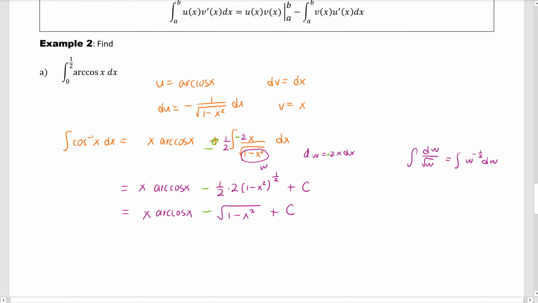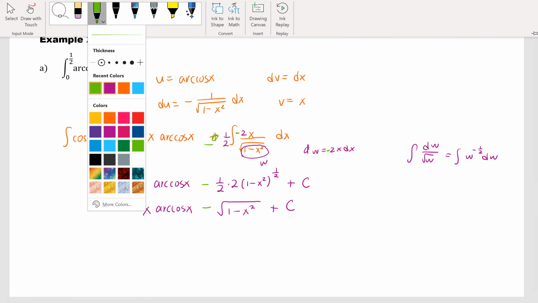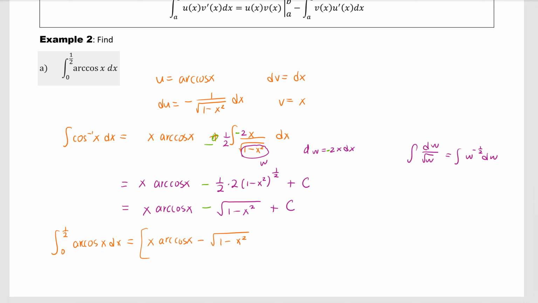All right. And so this is the indefinite integral. We still need to plug in. Okay, let's continue and plug in. So the integral from 0 to 1/2 of arc cosine x dx is x arc cosine x minus square root of 1 minus x squared, evaluated from 0 to 1/2.